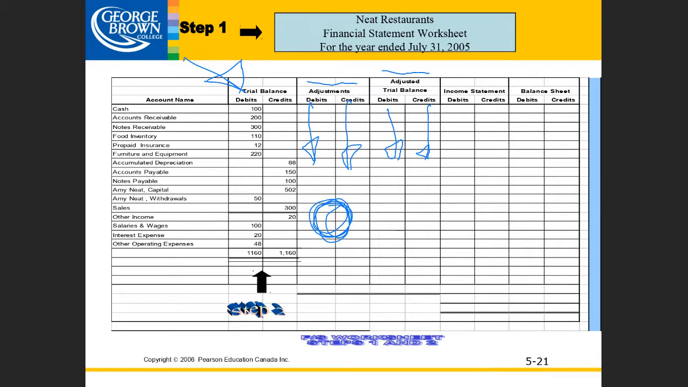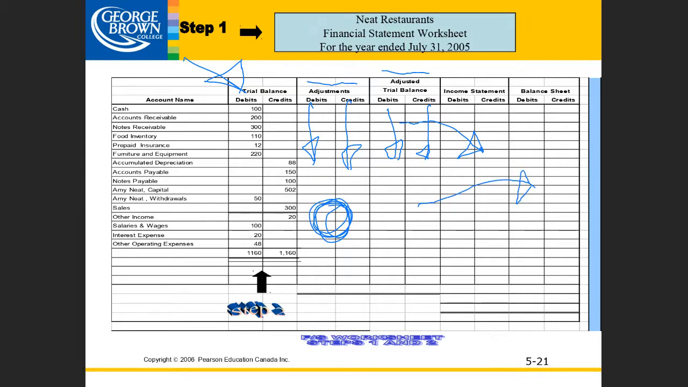And then from our adjusted trial balance, we can transfer the balances of all of our accounts to their respective placement on the income statement or the balance sheet columns.